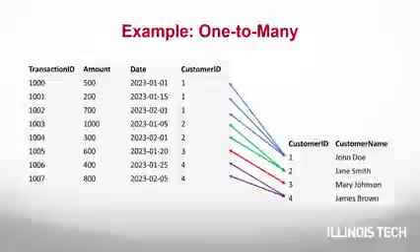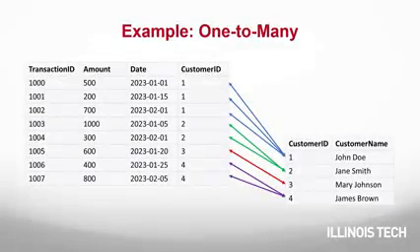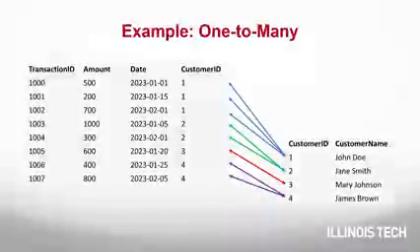So an example of a one-to-many relationship is if we're looking at customers and their banking transactions. Even if the customers only have one account, they have multiple transactions. So customer 1 has 3 transactions in the transaction table. Customer 2 has 2 transactions, and so forth. And they can have any number of transactions, but any transaction is related to only one customer, the customer who did that transaction.